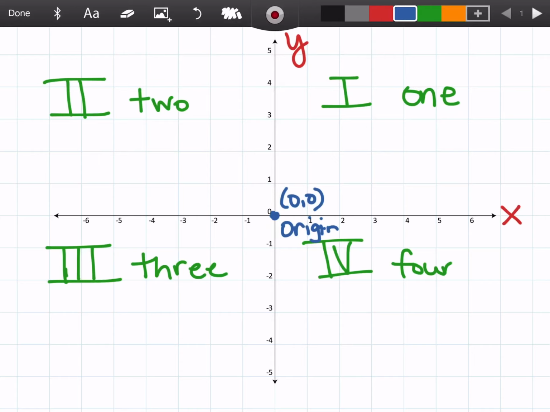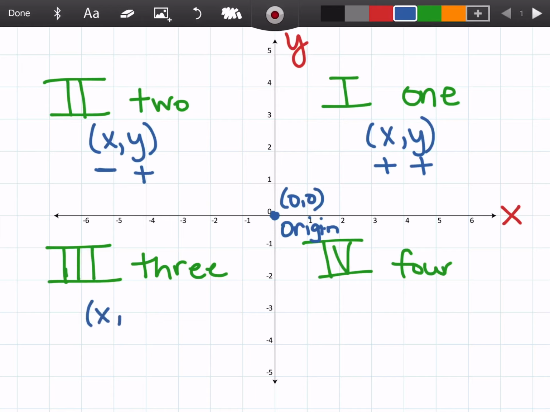So let's say that we have a point, an x and a y value here in quadrant 1. If we start at the origin, we would have to move right on the x-axis, which would be positive, and then we would move up, which is also going to be positive. Let's go over to quadrant 2 and do the same thing. Let's say that we had a point here, an x and a y value. If we start at the origin, we would have to move left for x, which is negative, and then up for y, which is positive.